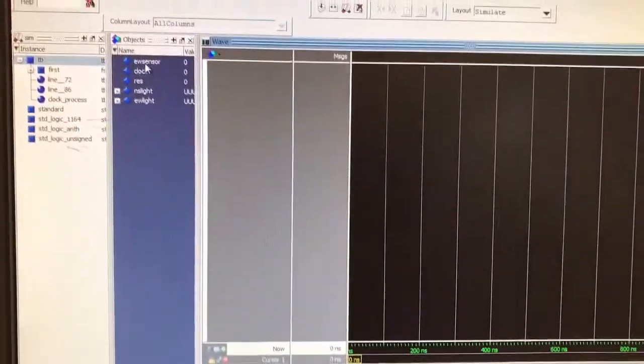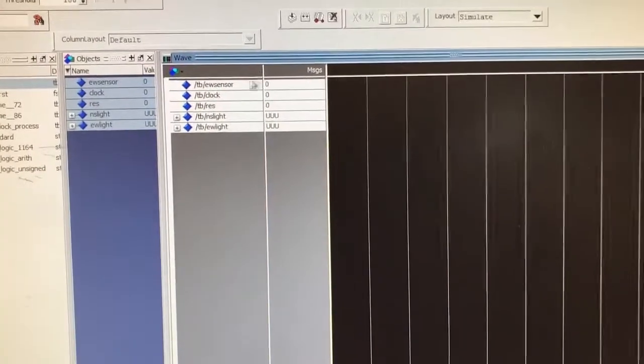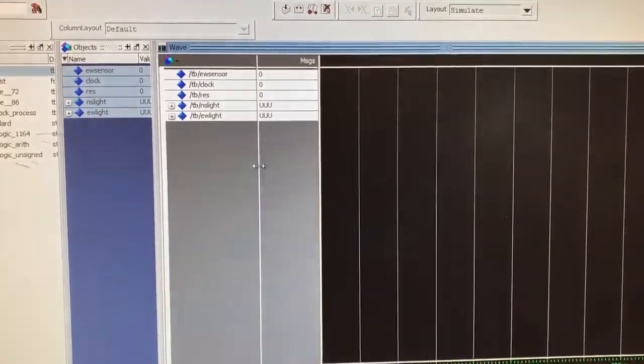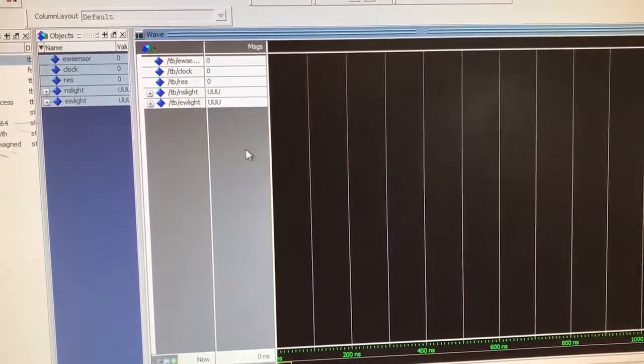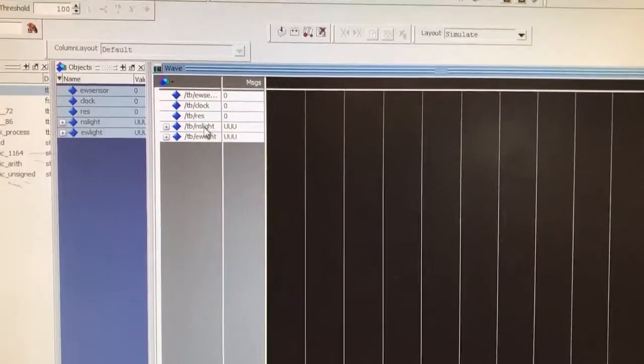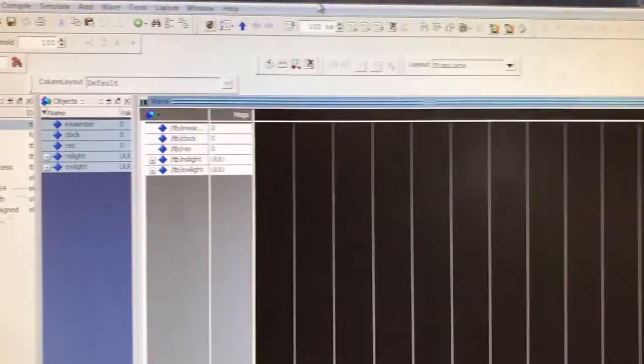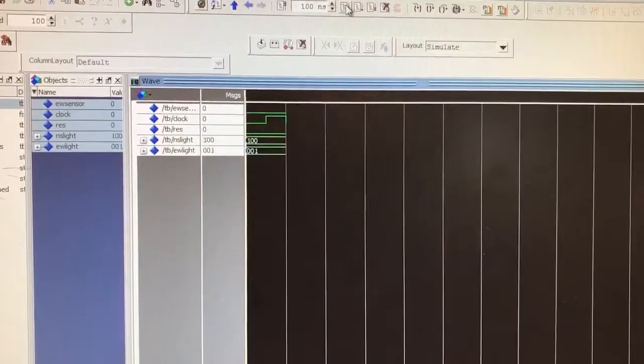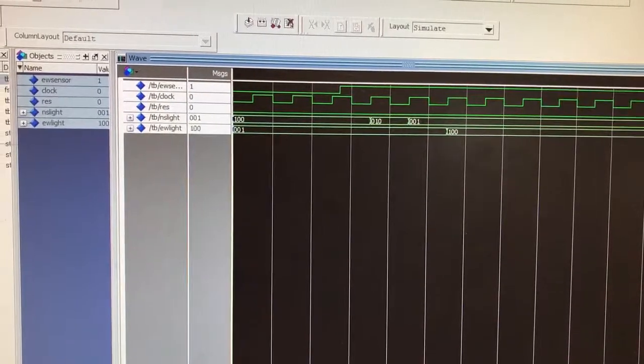All right, I'm gonna have to put the phone down while I go ahead and drag these over. Okay. So let's see, one sec. Got the east-west sensor on top, clock reset, north-south light, east-west light, same as before. We're gonna go ahead and step through a couple times to see what happens.